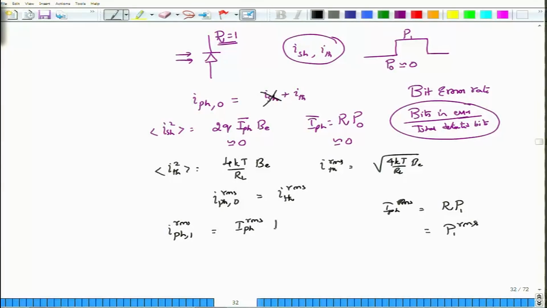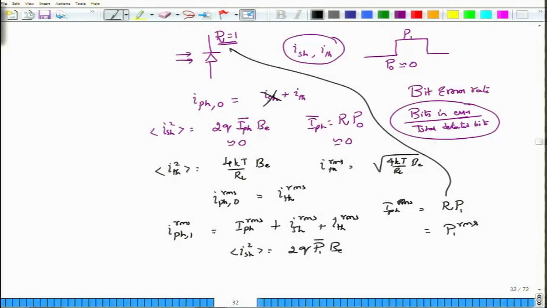Then to this you need to add shot noise, again I am writing the RMS value here, and then you have thermal noise. Shot noise in this case will be non-zero because shot noise variance for this case will be 2q P1, the average value of P1 that you have received, times B_e. Again, please remember R is equal to 1. So, in all of these calculations that we are considering, R is equal to 1.